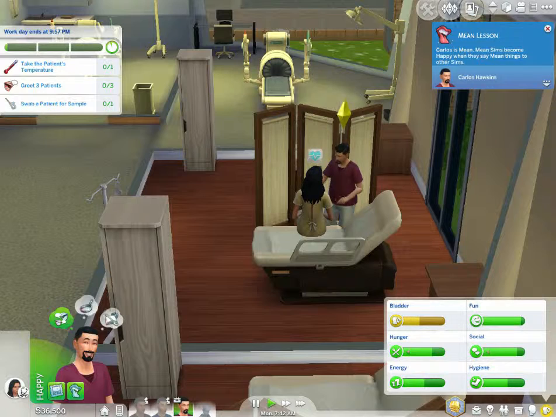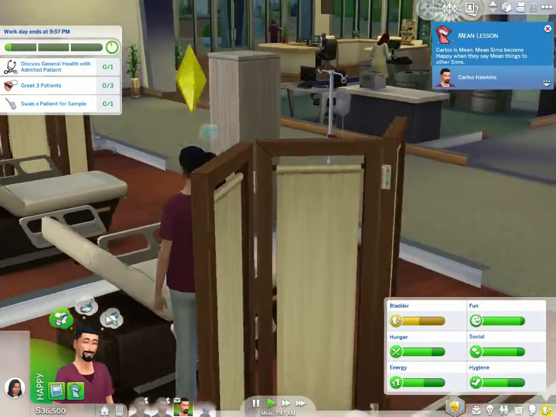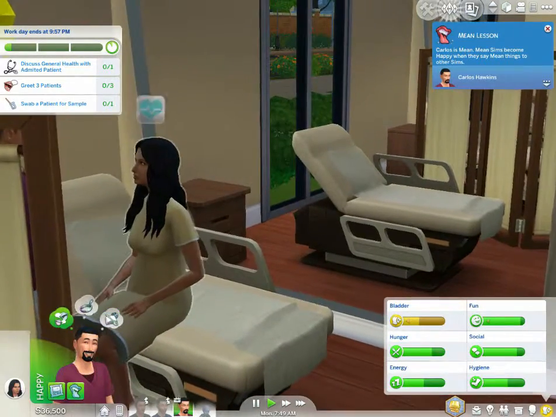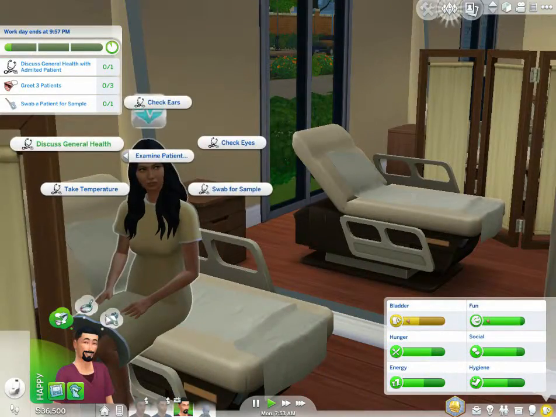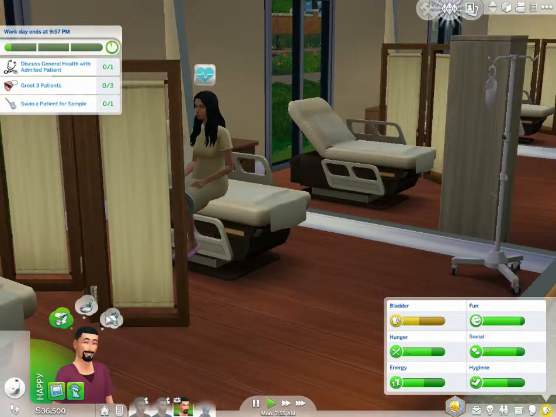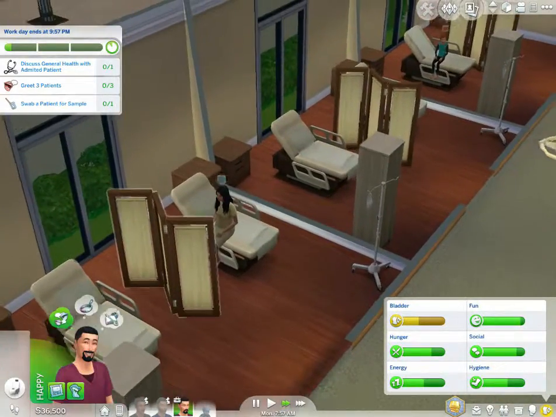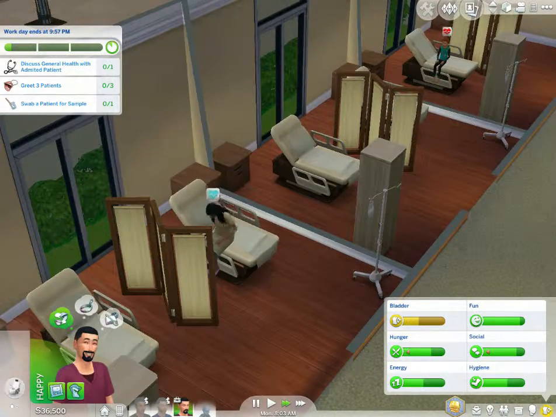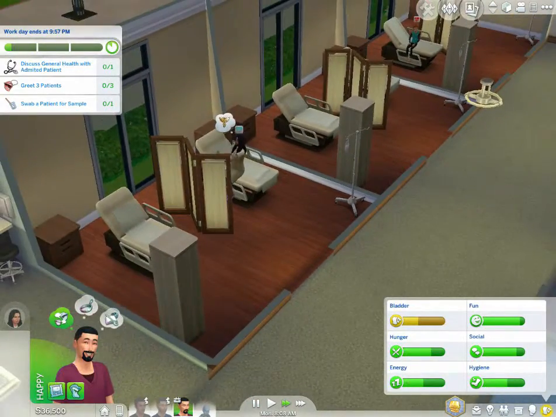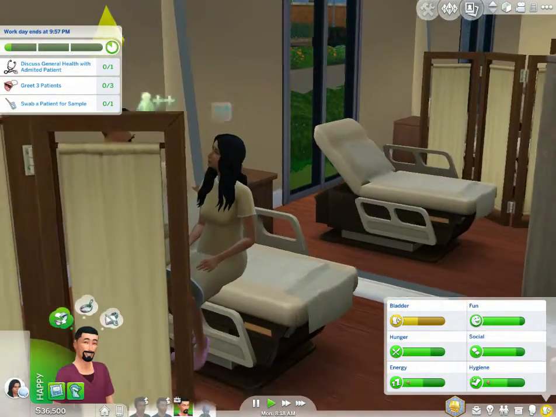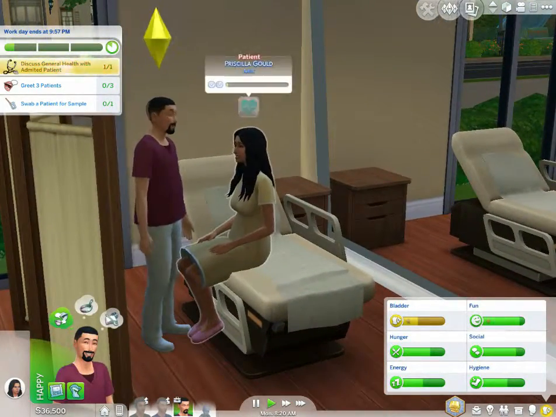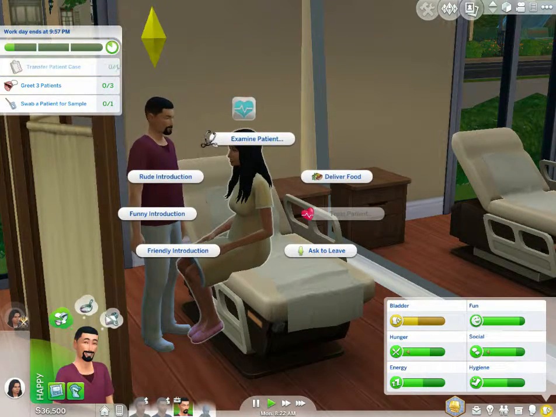What's mean? Mean sims become happy when they say mean things to other sims. Okay. Discuss general health of admitted patient. Just what? Fine. Fine, go to the toilet. Discuss general health. Okay, didn't go to the toilet. Okay.